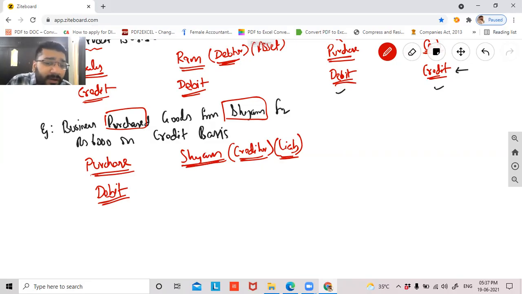Now Shyam is receiver or giver? Giver. What is he giving? He's giving the goods. Debit the receiver, credit the giver. Shyam is the giver. He is the giver of the goods. So debit the receiver, credit the giver. Credit. So Shyam's account, I'll credit it. One debit, another credit.